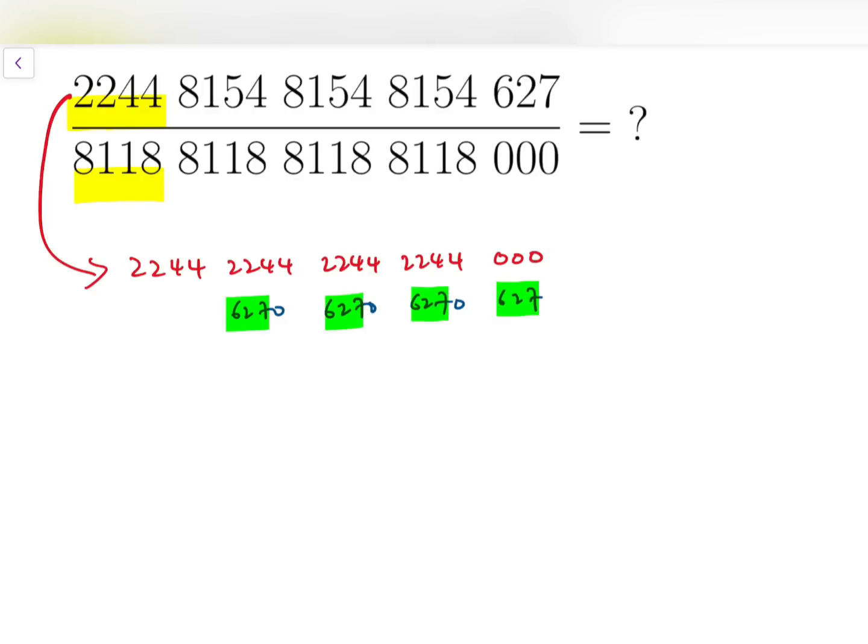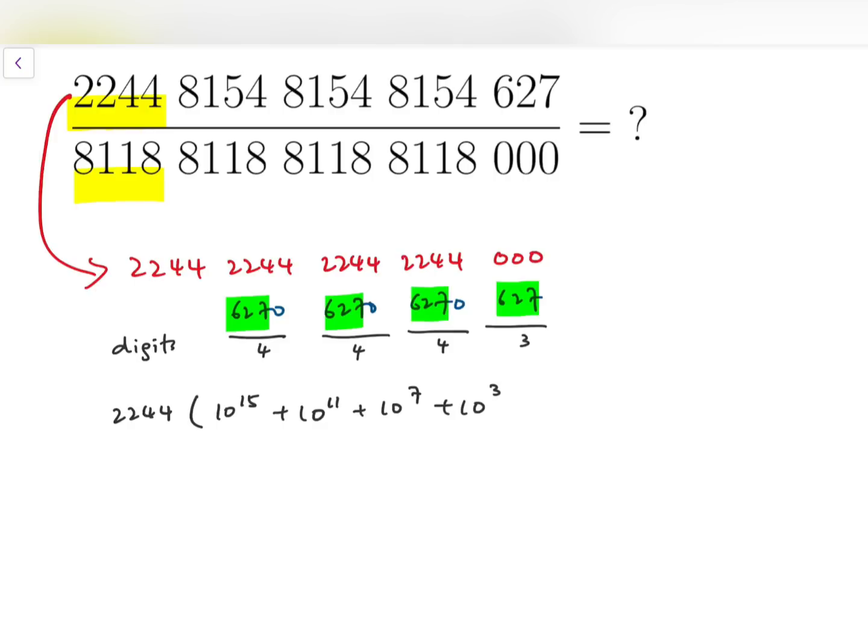So the given fraction now becomes 2244 multiplied by 10 to the power 15, because here we have, maybe I should label it here, 3 digits, 4 digits, 4 digits, 4 digits. So altogether we have 10 to the power 15 for the first block, and then 10 to the power 11, 10 to the power 7, 10 to the power 3, and that's it. That's the first part.